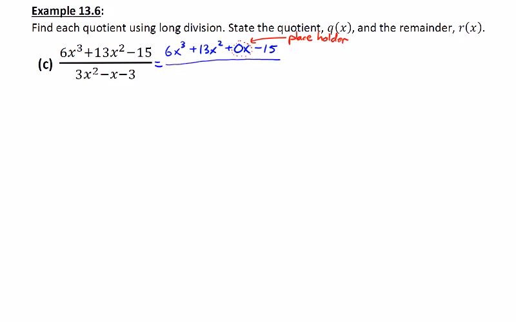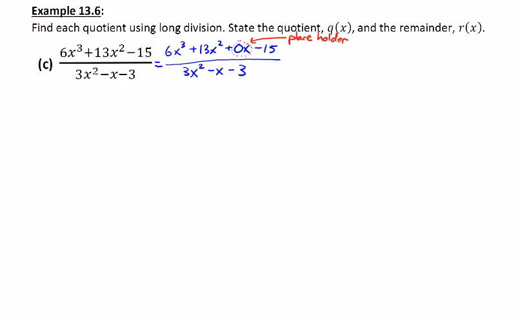And if the divisor needed the same thing, I would do that. The divisor is degree 2. I can see that from the leading term 3x squared. But this one's not missing any vital terms. 3x squared minus x minus 3. That's exactly what we would expect out of a degree 2 quadratic.